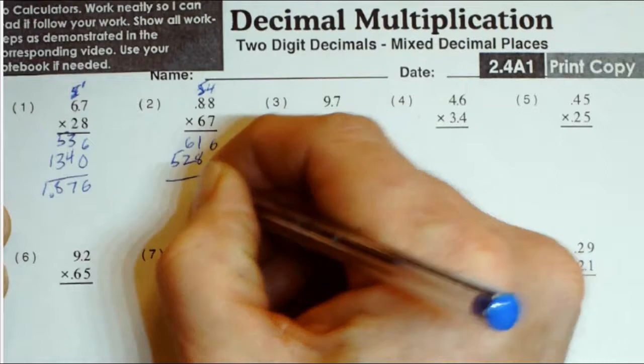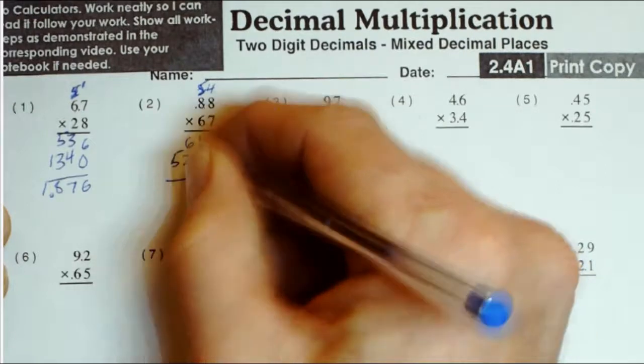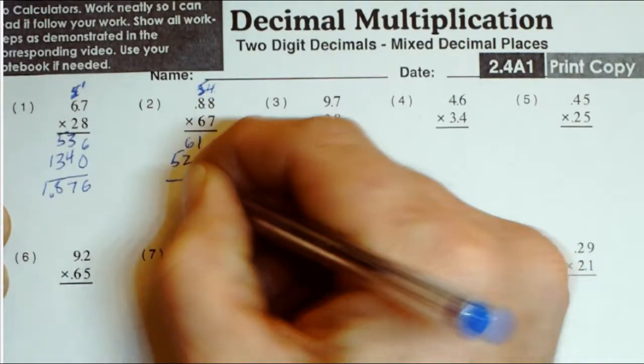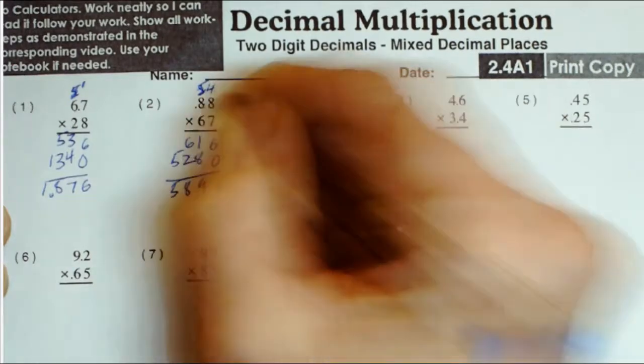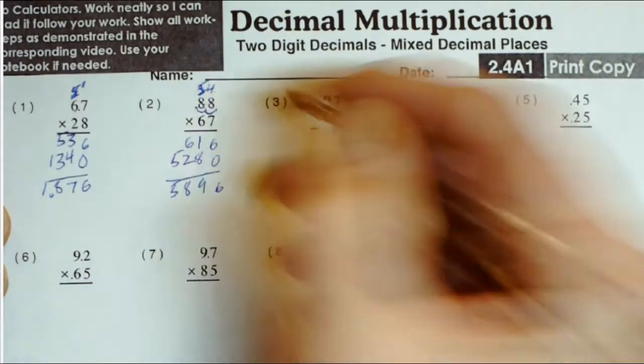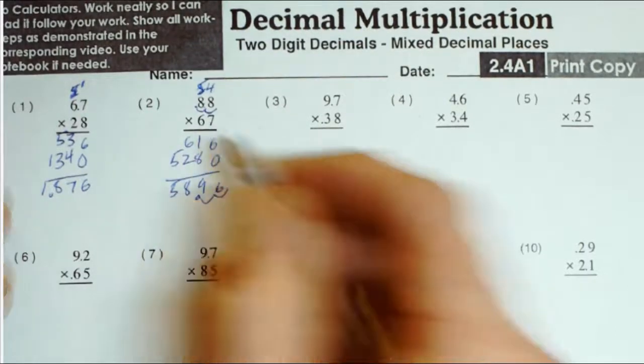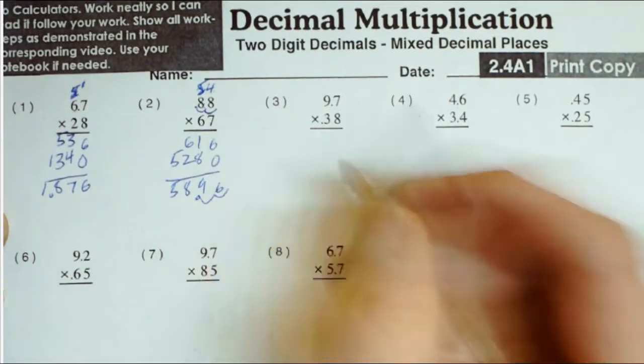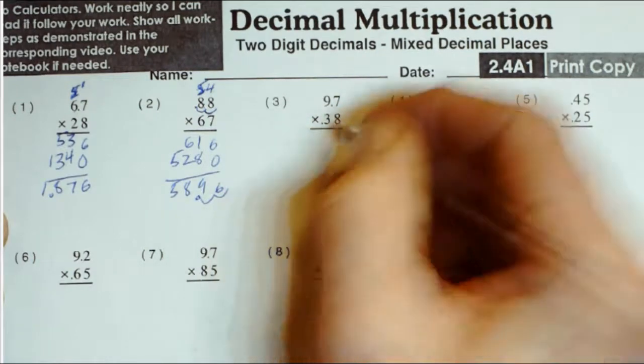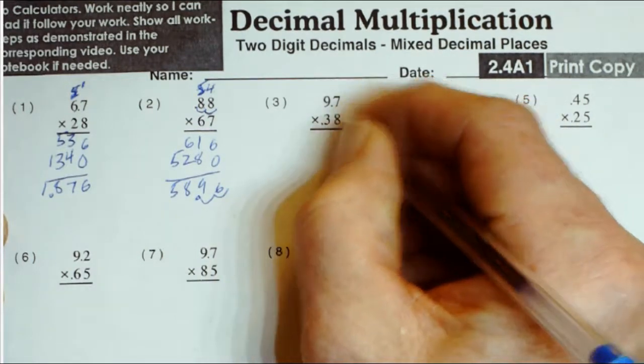Add those up. 6. 1 plus 8 is 9. 6 plus 2 is 8. And we've got 5. We've got 1, 2 decimals on the top. 1, 2 decimals on the bottom. And it kind of makes sense if you think about it. See, we've got 9.7 times 0.38.